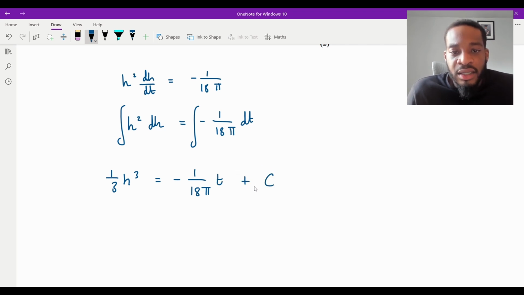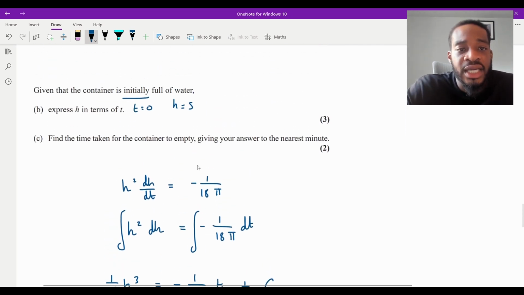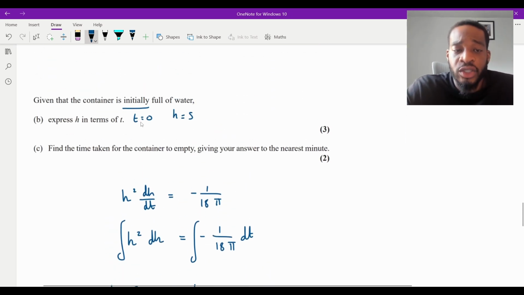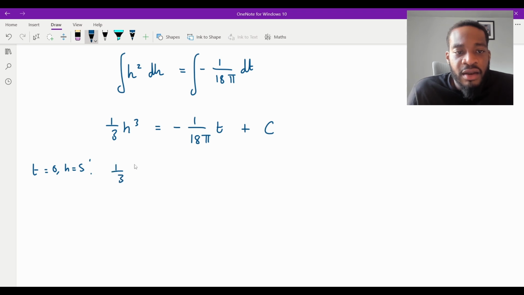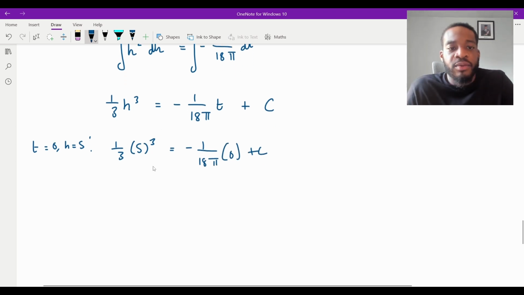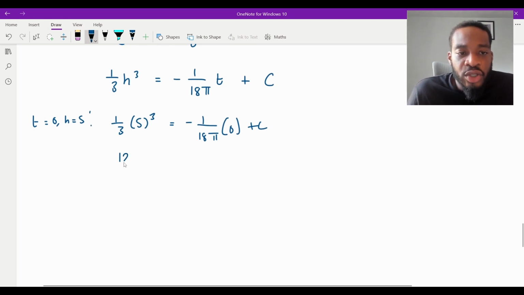Now, how do we find c? Initial conditions, which is t equals 0, h is equal to 5, right? So I'm going to plug that in. I write t equals 0, h is equal to 5 in there. That will give me a third times 5 cubed, and that will equal minus 1 over 18 pi times 0 plus c. And then 5 cubed is 125. This is 125 thirds, and this is going to equal c, isn't it? So that way we know what c is. c is 125 over 3.